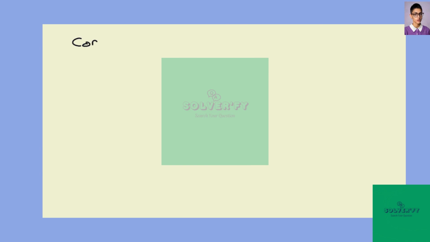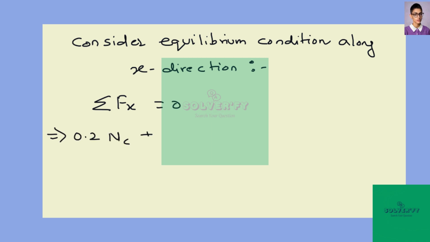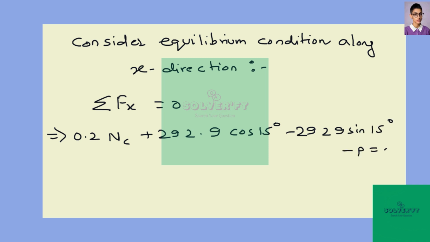Now on solving further, we consider the equilibrium condition. Along the equilibrium condition in the x direction, we have summation of Fx is equal to 0. On solving, we can write 0.2 NC plus 292.9 cos 15 degrees minus 2929 sin 15 degrees minus P is equal to 0. Let it be equation 3.